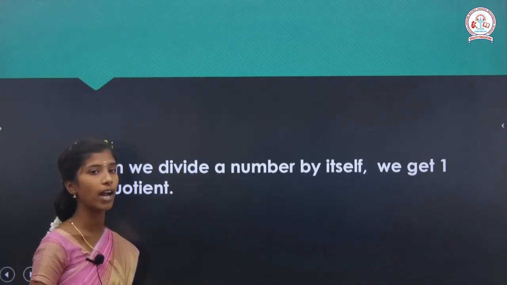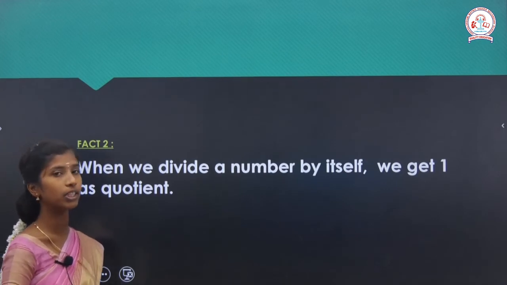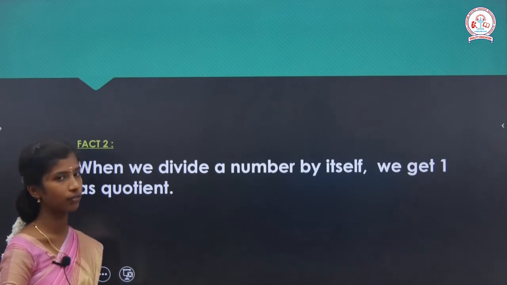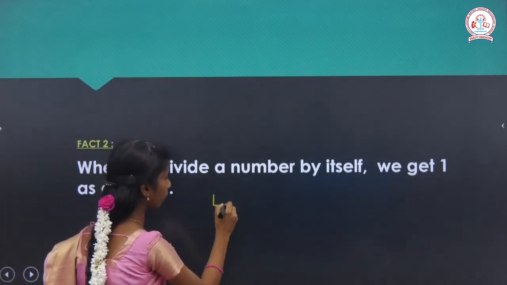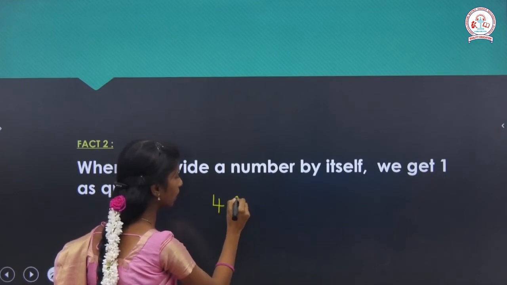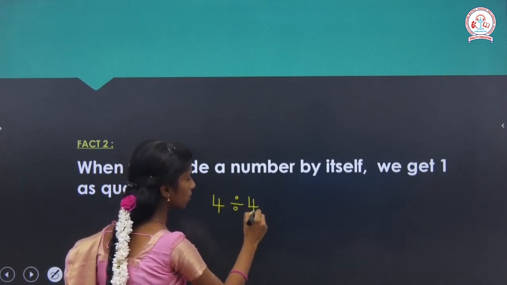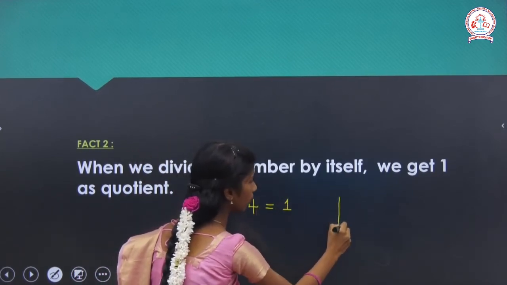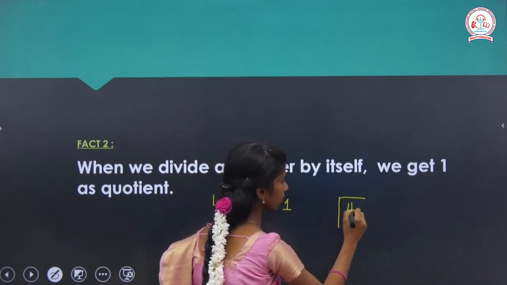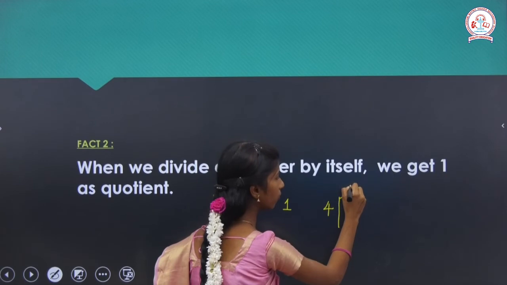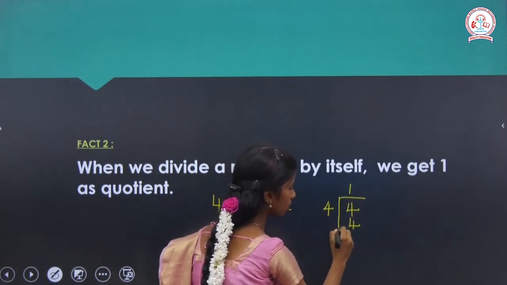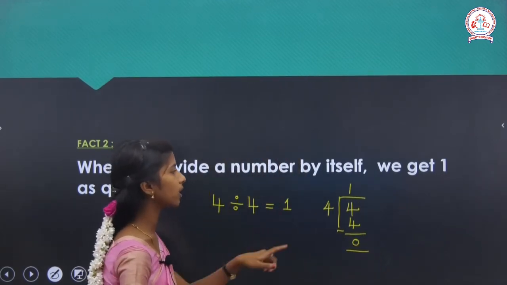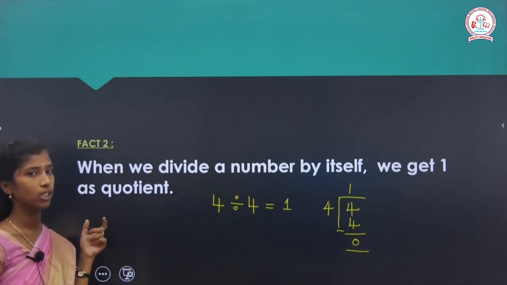Listen, this is called the fact 2. When we divide a number by itself, we get 1 as a quotient. When we divide a number by itself, that means, for example, I am having 4, right? I am dividing that number by 4. So, the answer what I get? I will get 1, because in 4, how many 4s I have? Only 1 4. So, 1 4s are 4. If we subtract, you will get the 0 as a remainder. So, 1 is the quotient here.